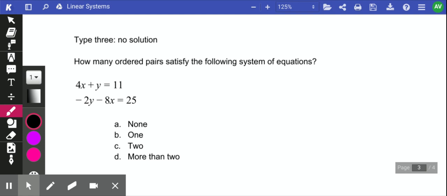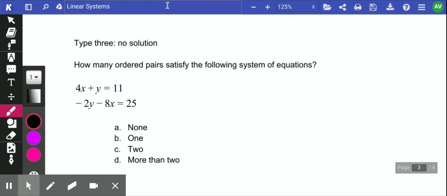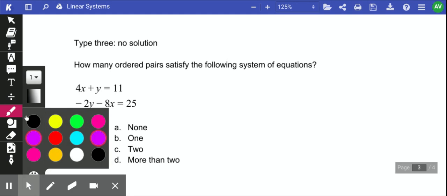Let's take a look at this one. This one's going to have no solution. So I'm already telling you that. The answer is going to be A. But how do you know that? Well, let's look at this one. First, they're not written in the same order. So let's get them written into the same order first.